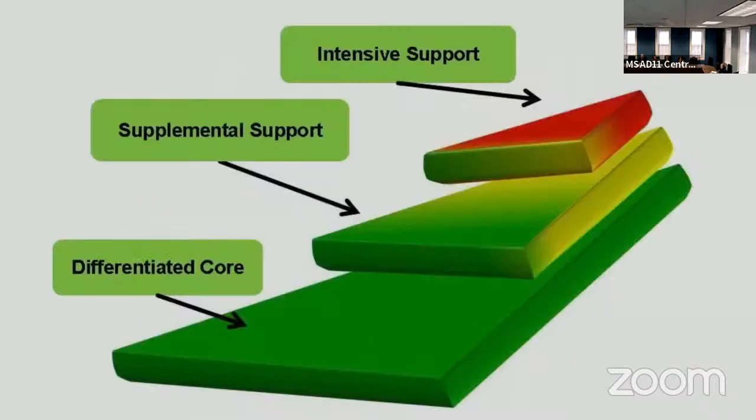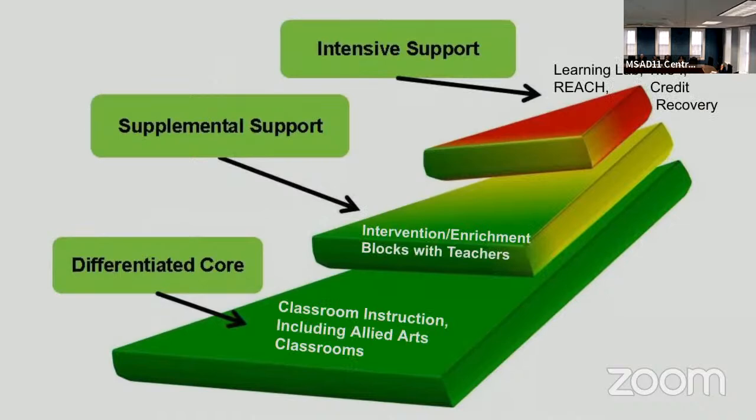Okay, so as you can see what he just said, right? Core instruction, ELA, math, science, social studies, it's for every single student, even if you're struggling, right? And then you add on supplemental support, and then you add on intensive support if it's necessary for some students. And what that looks like in this district is classroom instruction, including music, art, PE, right?